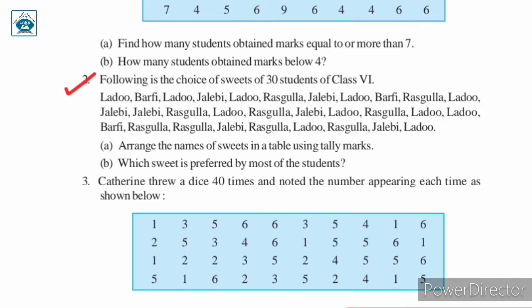Question number 2. The following is a choice of sweets of 30 students of class 6. So here we are given the choice of sweets of 30 students. So laddu, barfi, laddu, jalebi, laddu, rasgulla, jalebi, laddu, barfi, rasgulla, and so on. We are given the sweet choices of 30 students.